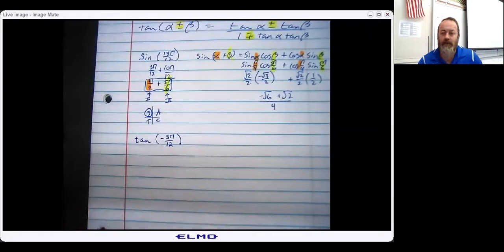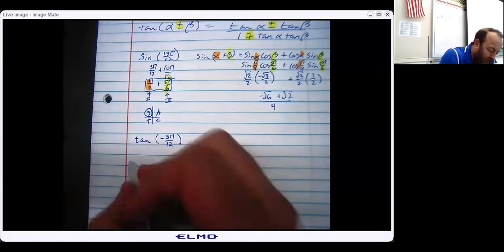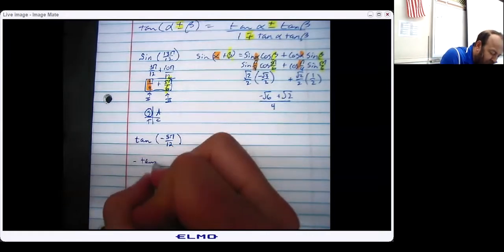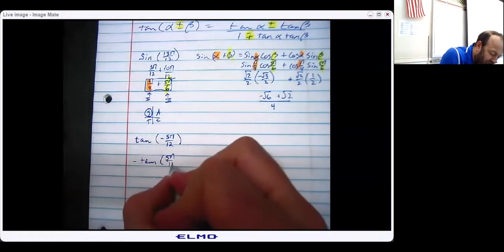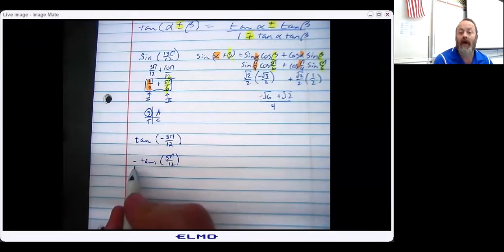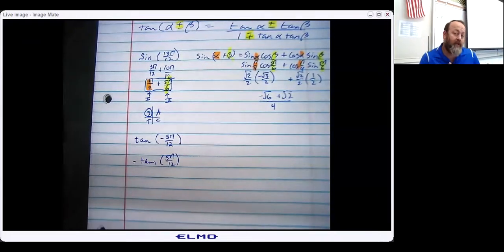Now, in this case, I chose to do a tangent, and this is kind of an interesting thing because some people will choose to answer this problem instead, because we could do that because of the fact that the tangent is an odd function. I could bring the negative out in front. This is really a matter of preference. Some people like one way, some people like another way.